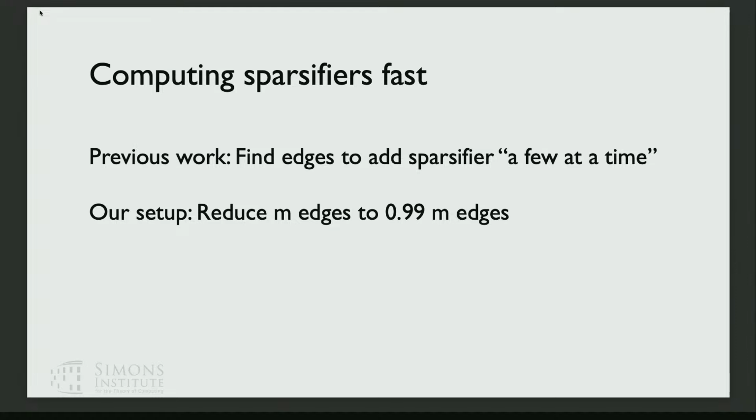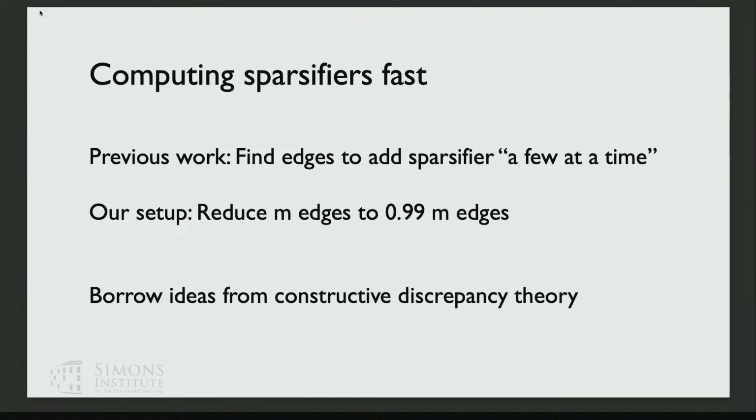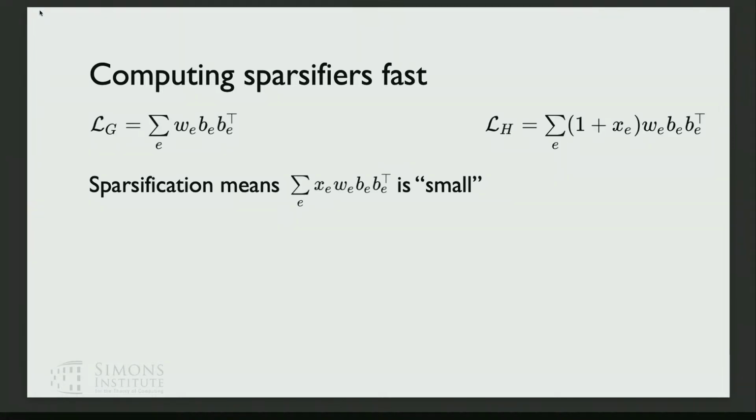We reduce an m-edge graph to a 0.99 m-edge graph, sort of a reduction by a constant factor. And the ideas we use for this are strongly borrowed from constructive discrepancy theory. So what do we do?